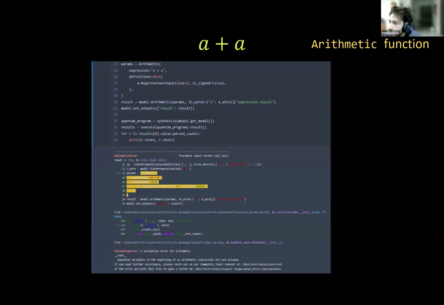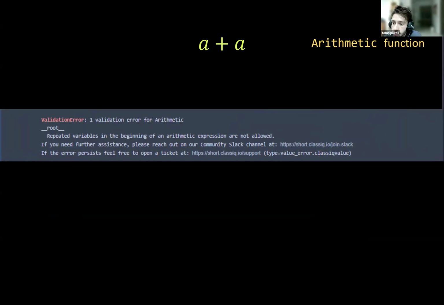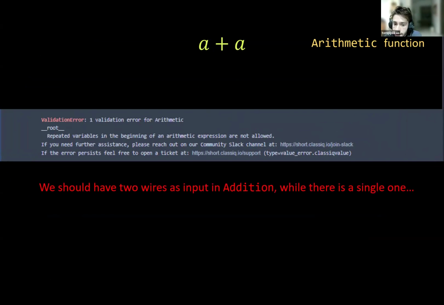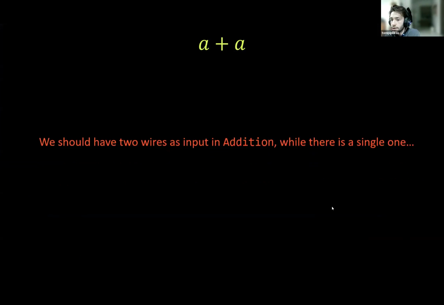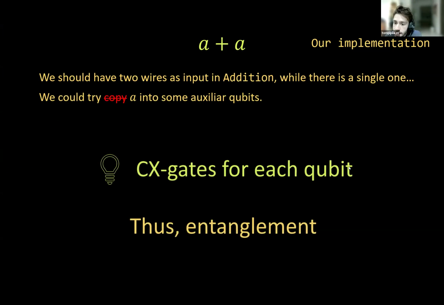In fact, Classiq's built-in arithmetic function fails in such expressions. It returns: repeated variables in the beginning of an arithmetical expression are not allowed. And this happens because we actually have just 1 wire for A, while we should have 2 as addition is a binary operator. We tried to resolve this by copying A, but of course this is not possible due to the no-cloning theorem. So instead, we used some auxiliary qubits which were prepared using control X gates for each qubit of the quantum variable A.